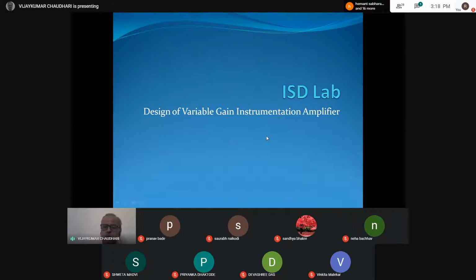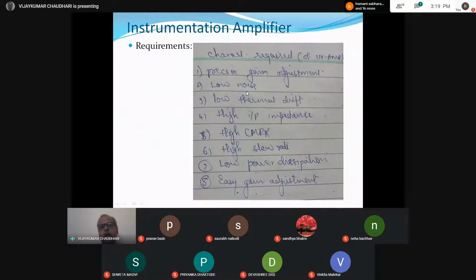Design of variable gain instrumentation amplifier. Let's see the requirement of an instrumentation amplifier. It's a very important component of industrial measurements. The temperature, pressure, flow, humidity, whatever the quantity is to be measured, it is first sensed by the sensors. Right? First stage is the sensors. Sensors like RTDs, thermistors, thermocouples, strain gauges, load cells, and all these. And these sensors are put into one of the arms of a bridge, and then the differential output across the bridge is taken. As the sensor changes, this differential output changes. This is given to the instrumentation amplifier specially.